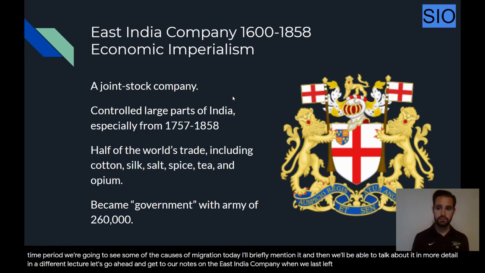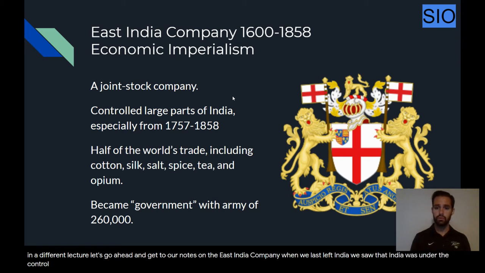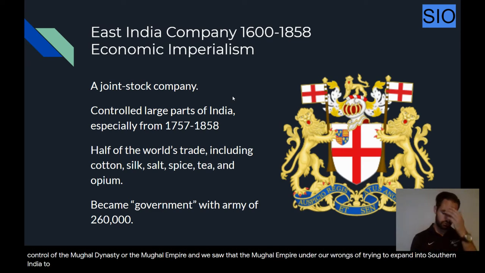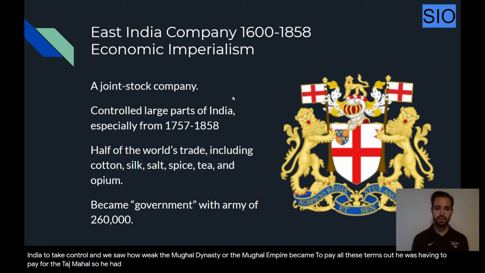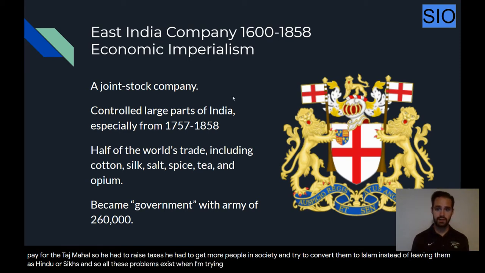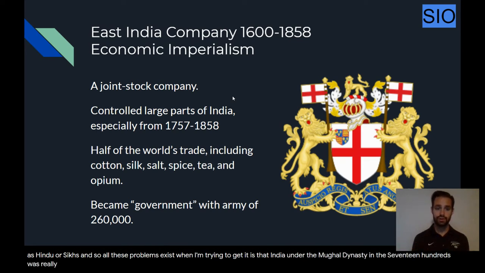When we last left India, we saw that India was under the control of the Mughal dynasty, or the Mughal Empire. And we saw that the Mughal Empire under Aurangzeb tried to expand into southern India to take control. And we saw how weak the Mughal Empire became because Aurangzeb was having to pay for the Taj Mahal, so he had to raise taxes. He had to get more people in the society. He tried to convert them to Islam instead of leaving them as Hindu or Sikhs. And so all these problems exist. What I'm trying to get at is that India, under the Mughal dynasty in the 1700s, was really, really weak.